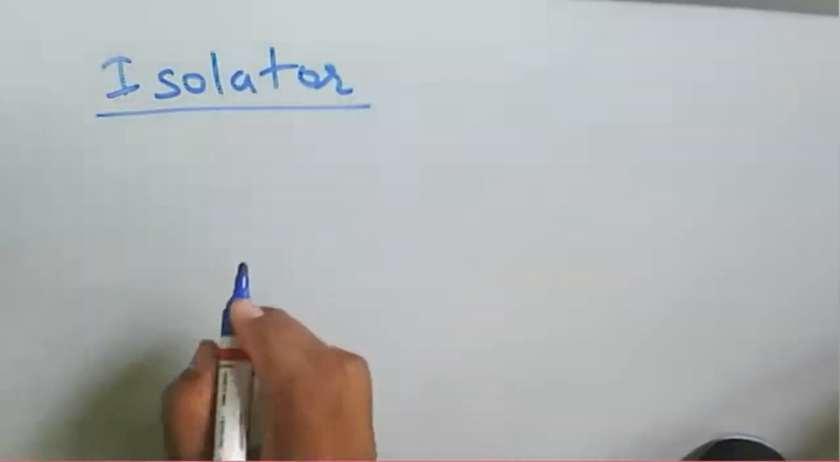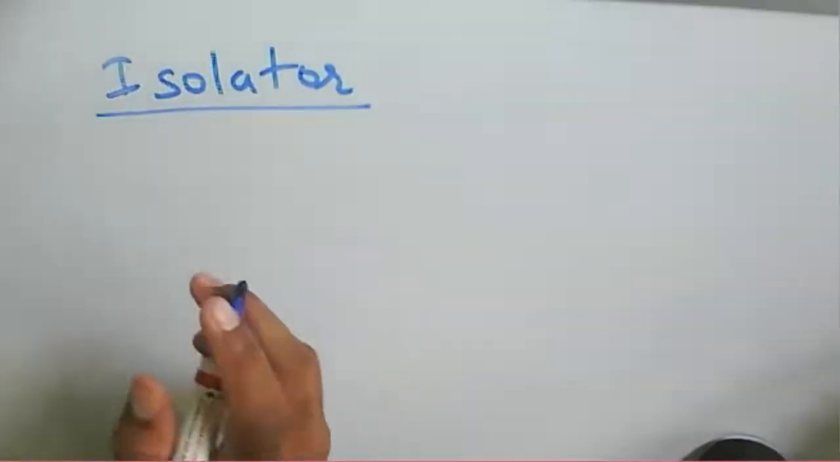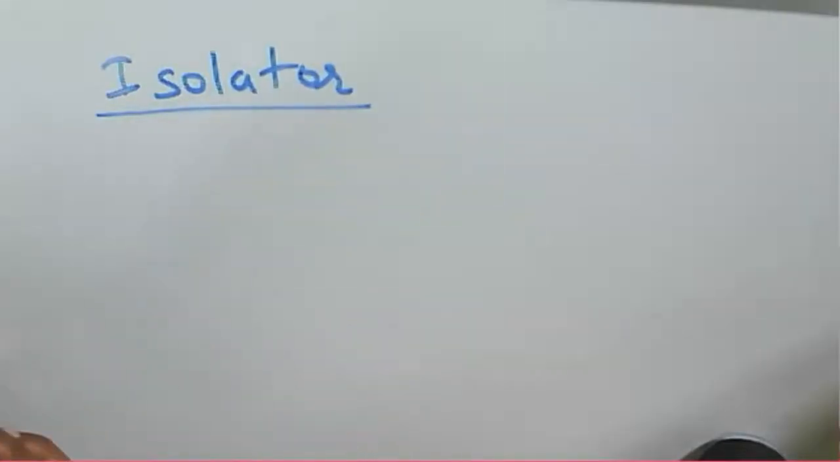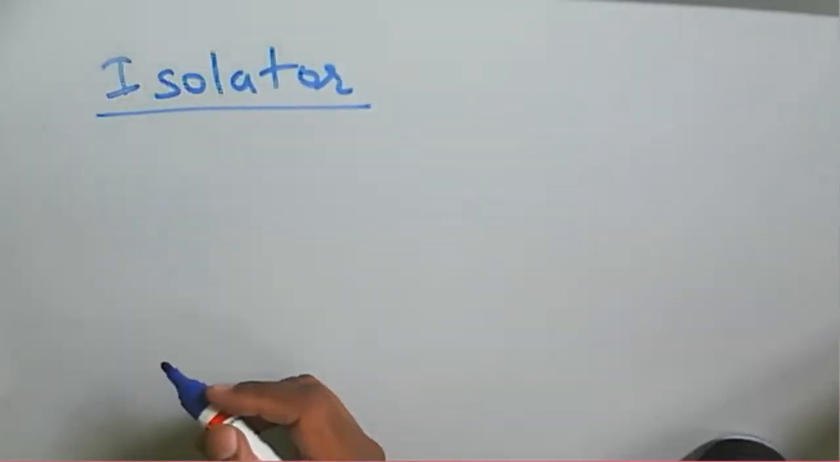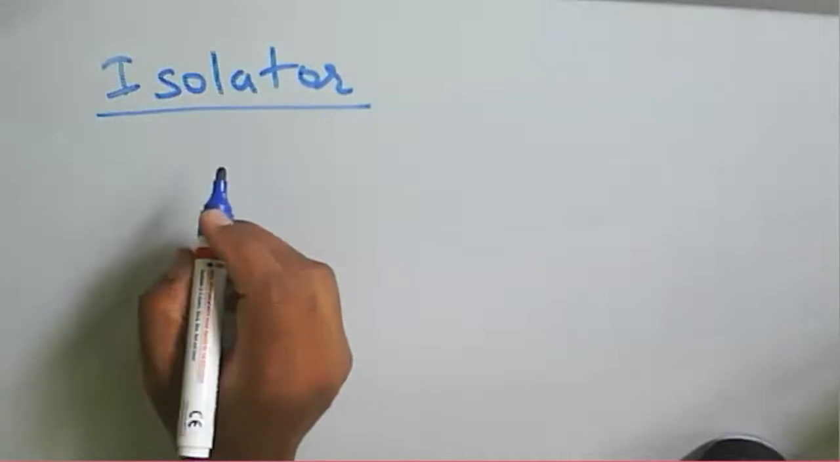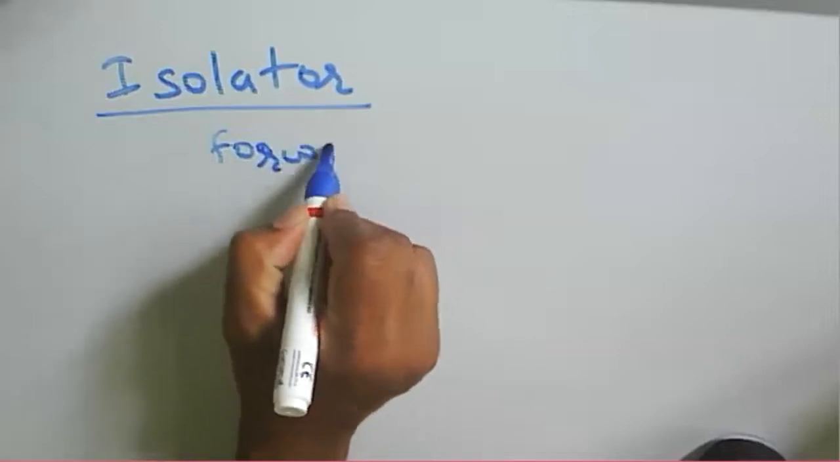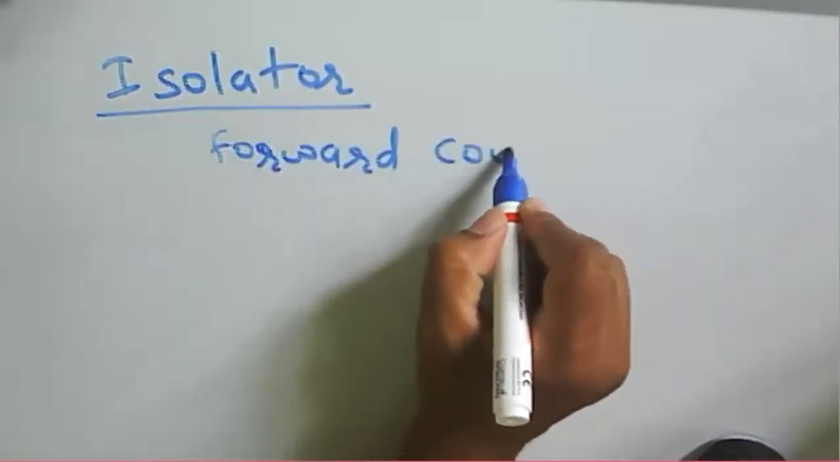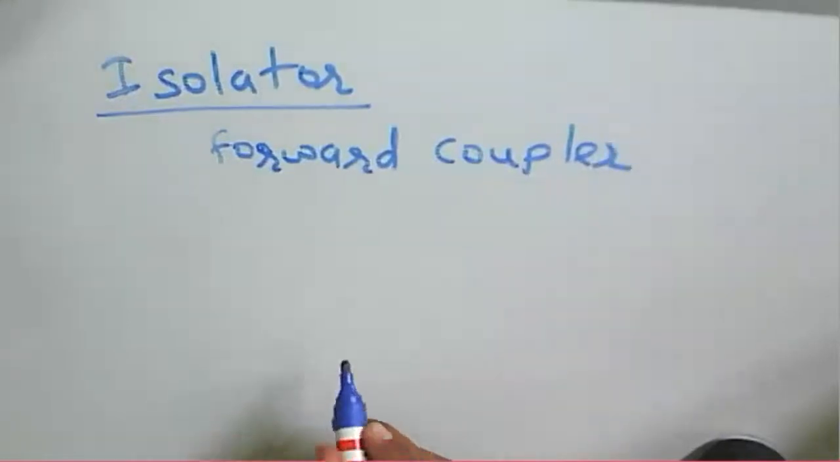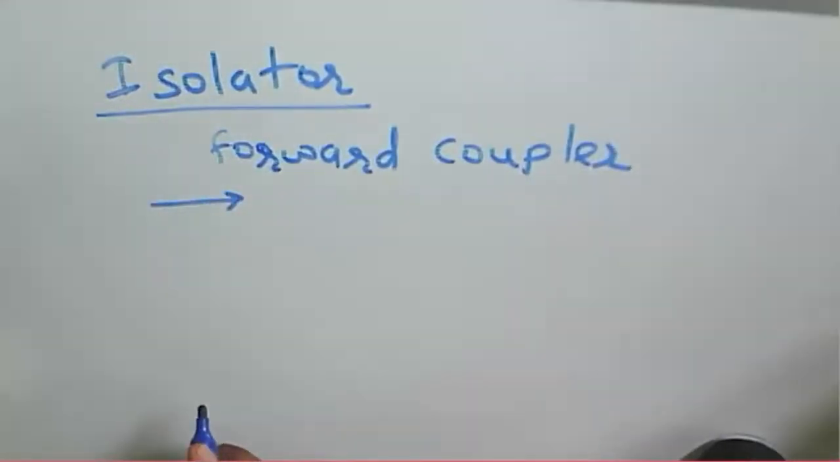So now in an isolator, what happened here? The isolator forwards the signal in one direction, and it will not allow the signal in the backward direction. So we can say that an isolator is a forward coupler. If given a particular direction, your power will be coupled, and in another direction, your power will not be coupled through this isolator.